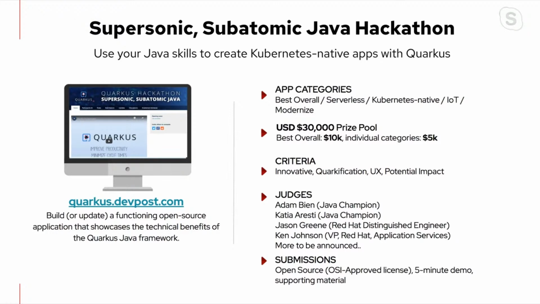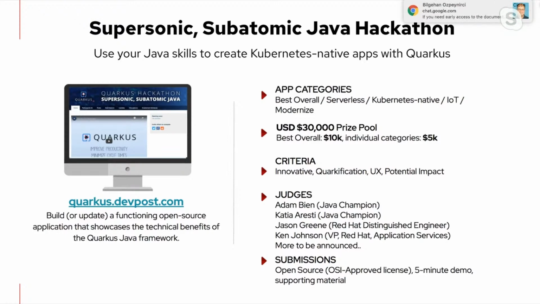Like I mentioned before, we've got $30,000 in prizes: $10,000 to the best overall app, and then the individual categories are $5,000. So potentially, if you win overall and you win the best in your subcategory, you could walk away with $15,000. Just from a general perspective, we're looking for innovation, Quarkification, which is a cute way of saying how did you use the Quarkus framework to differentiate your application and make it what it is. Obviously, we'll look at the UX, whether it is easy to use for folks, and then potential impact from a technology or business perspective.